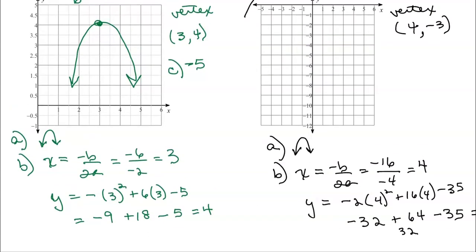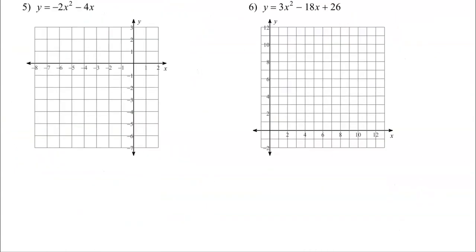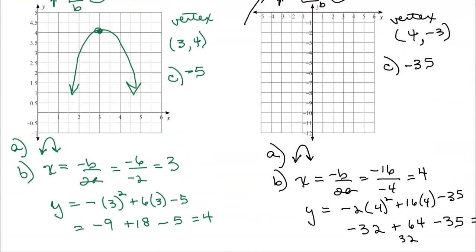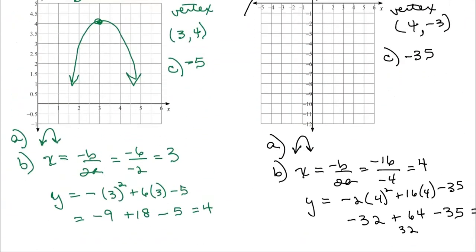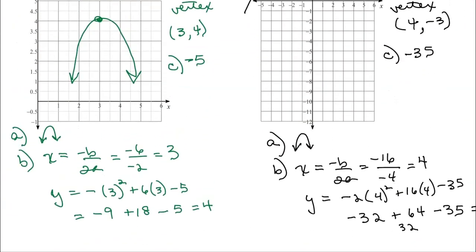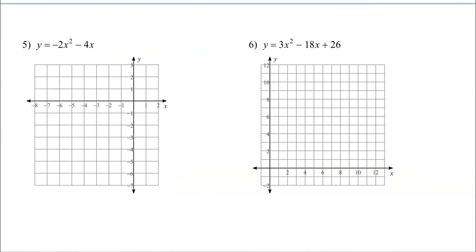My y-intercept, oops, which is C, excuse me, that is C, that's going to be negative 35, and I can't plot it because my y-axis only goes down as far as negative 12. Okay, so let's put this on here. Go over 4 and down 3. Here's your vertex, and then your parabola is going to go downward facing. Done.